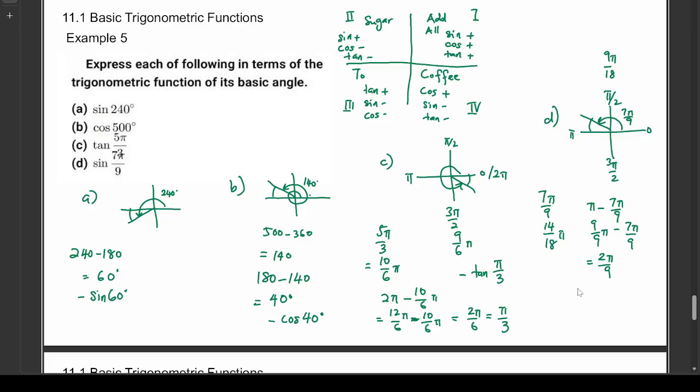and put back the trigonometric function, it is sine 2 pi over 9. Quadrant 2, sine is positive, so this is basically the answer.